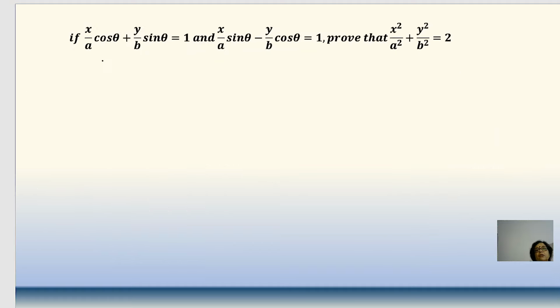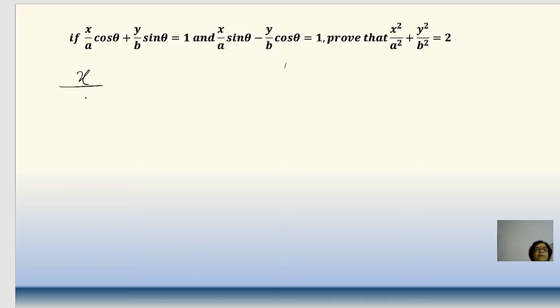Next question is x by a cos theta plus y by b sine theta is 1 and x by a sine theta minus y by b cos theta is equal to 1. Prove that x square by a square plus y square by b square is 2. So here it's very simple in this question. You square both these expressions given and simply add them up.